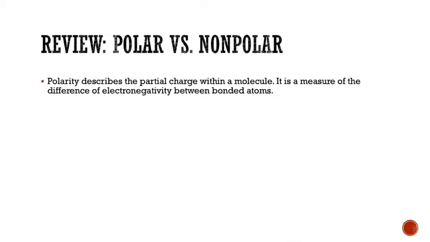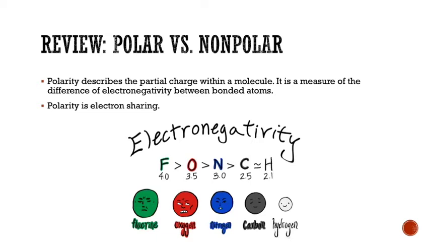Like I said, polarity describes the partial charge within a molecule, and it's a measure of the difference of electronegativity between two atoms. It's basically electron sharing: how well these two atoms share electrons and where the electrons spend most of their time. Fluorine is the most electronegative atom, and then oxygen is pretty electronegative, more than nitrogen, more than carbon, which is more than hydrogen, but those two are about equal. These are the main elements that we're going to be dealing with in our lesson.